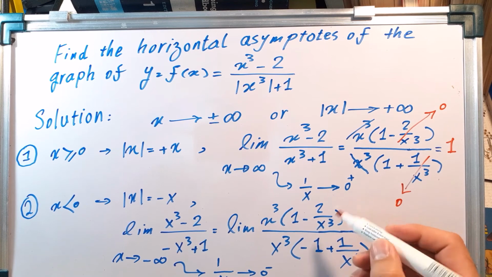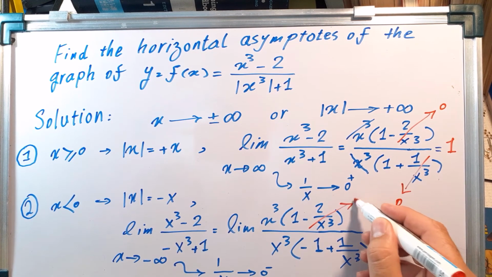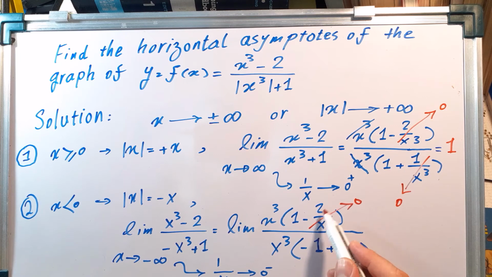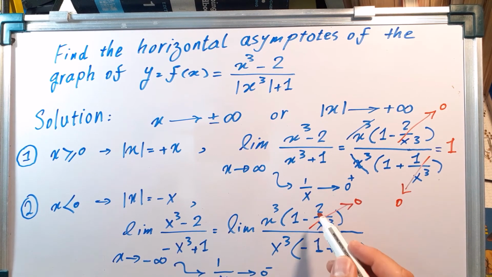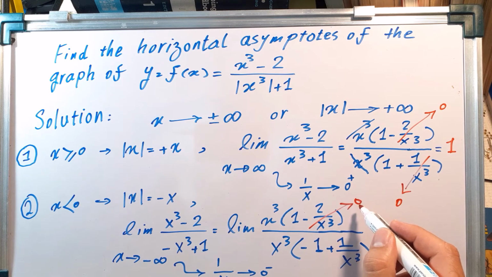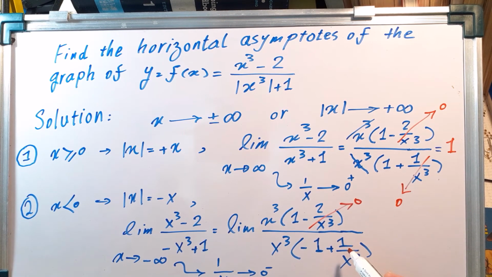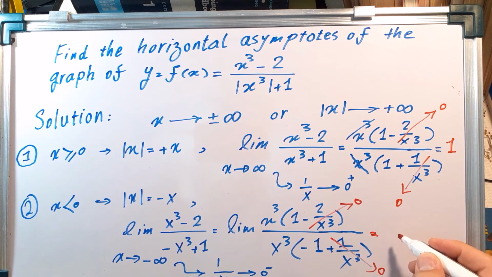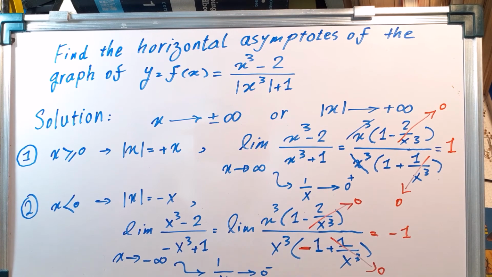And here we have this. Because of this, minus 2 over x to the power 3 approaches 0. And again, because of this, 1 over x to the power 3 approaches 0. And the answer is minus 1. Attention to this negative.